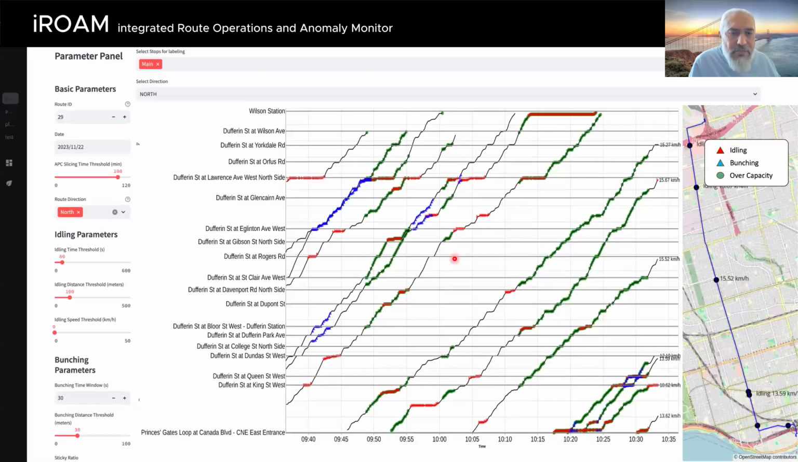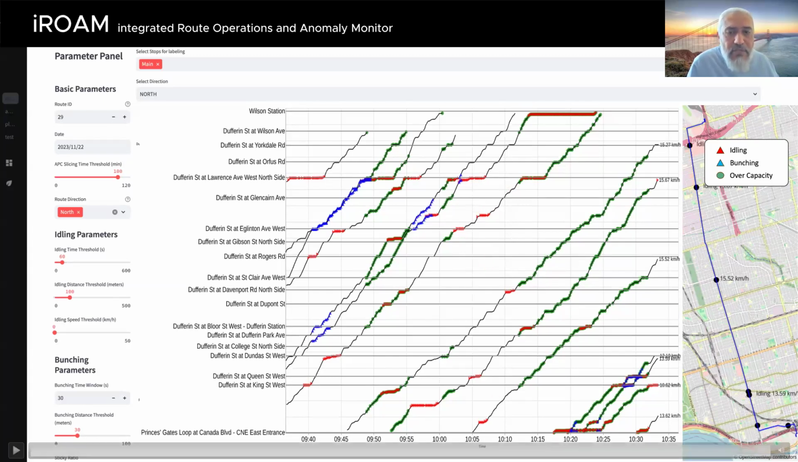One thing I probably didn't mention is that, as this time distance diagram is being displayed, it actually shows at the top of each profile, each profile, of course, being a bus trip trajectory, the average speed.